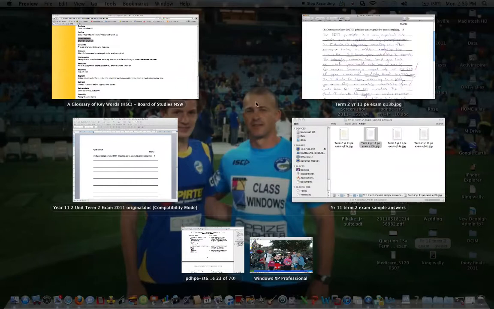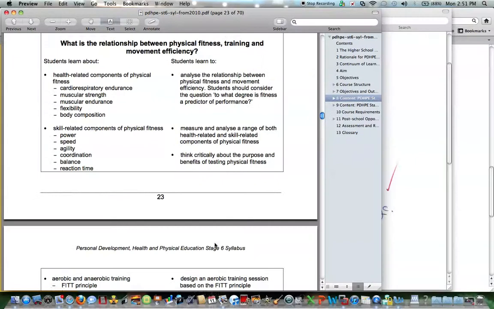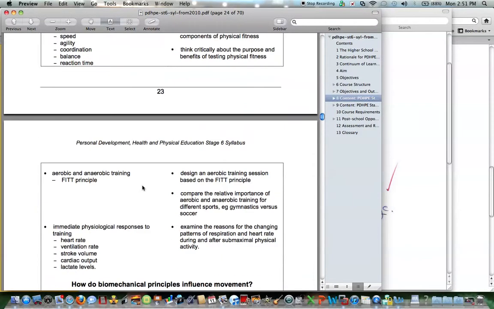The only thing I did forget to do was to show the part of the syllabus that it relates to, and there it is: aerobic training and the FIT principle. So that's question 13b.